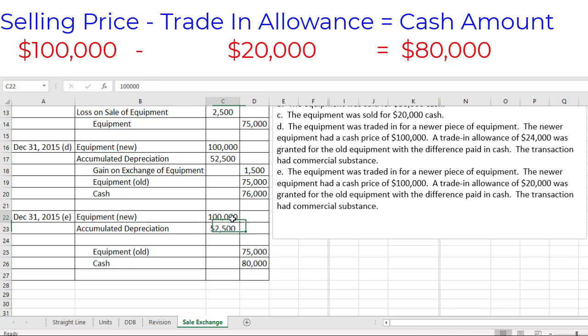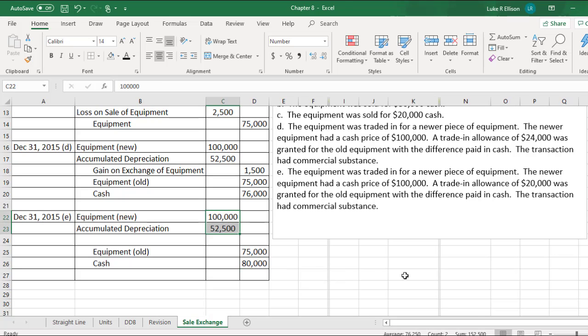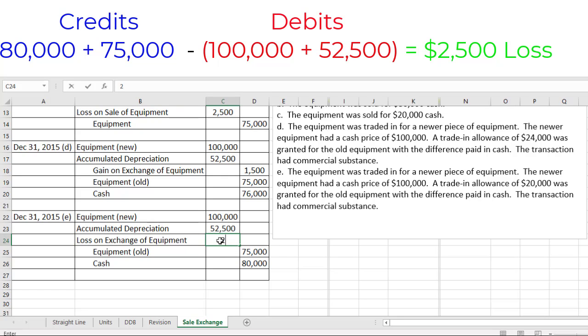Now if we add up our debits, we see they add up to $152,500, and our credits add up to $155,000. And that means our credits are a little bit larger than our debits, so we're going to have to make up the difference on the debit side, meaning this is going to be a loss on exchange of equipment. Again, always remembering, if we have to make up the difference on the debit side, it's a loss. If it was on the credit side, it would be a gain. And the amount of the difference, if we subtract those two numbers, is $2,500.